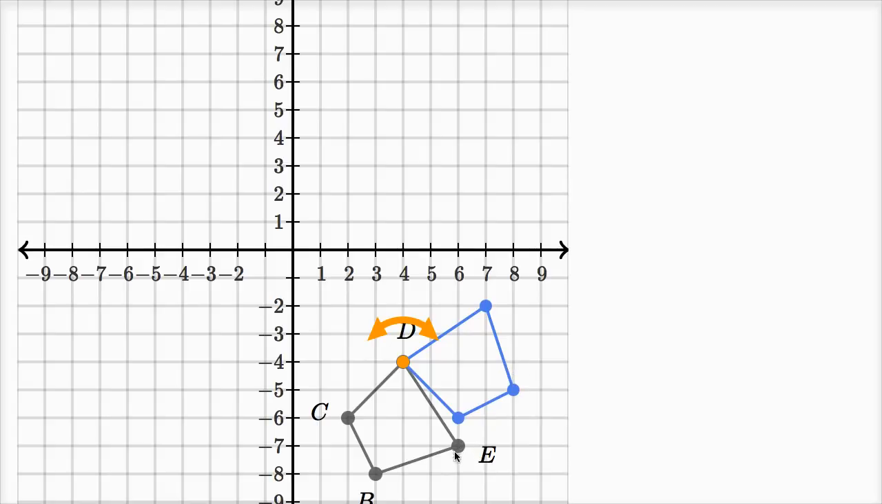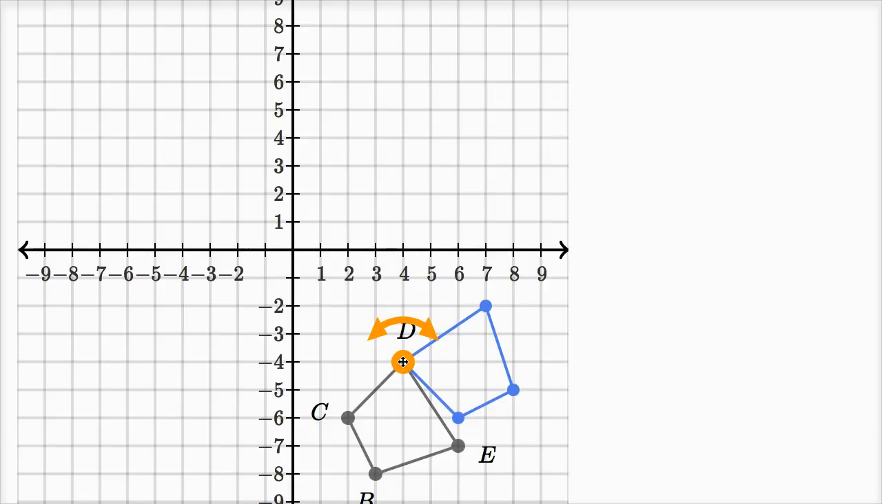So this point has now mapped to this point over here. This point has now mapped to this point over here. And I'm just picking the vertices because those are a little bit easier to think about. This point has mapped to this point. Since D is actually the point of rotation, that one has not shifted.